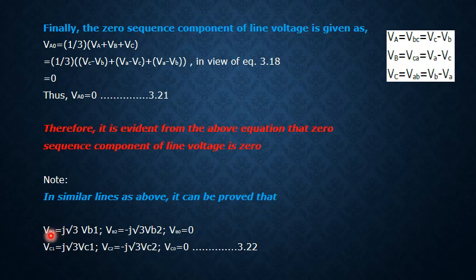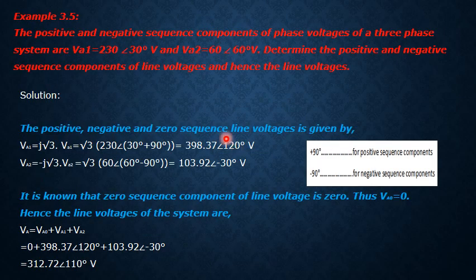Similarly, the relations for the respective lines B and C can also be proved. So these are the equations meant for those respective lines. Okay, after knowing the relation between line voltage and phase voltage for positive sequence component, negative sequence component, and zero sequence component, now let us solve some problems related to those relations.